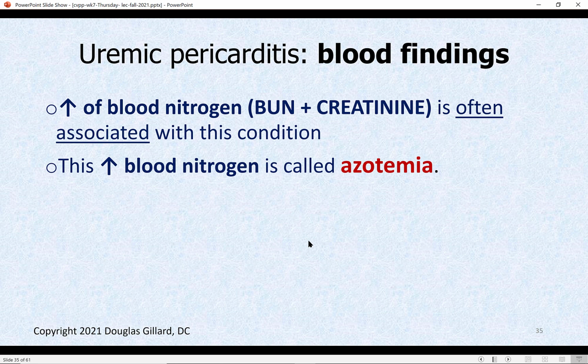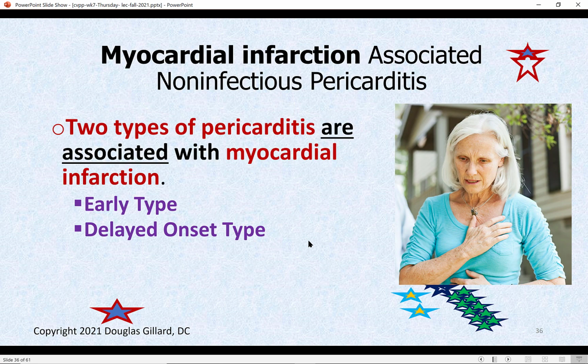And a side note here, fun fact I guess, increased blood nitrogen has a name that's called azotemia. Azotemia, you probably already know that, but if you don't, make sure you know it. Now, what's the deal with myocardial infarction? How in the world can that spark an inflammation in the pericardial cavity and a fluid buildup in the pericardial cavity? Well, let's talk about it.